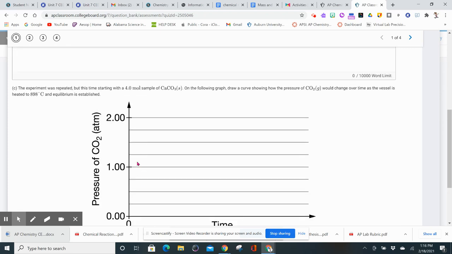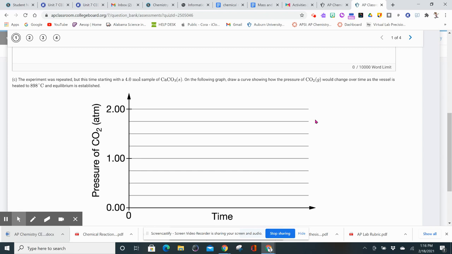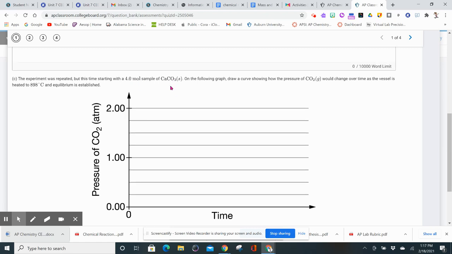So with that one, the experiment was repeated, this time with 4 moles. All right. With this one, what they want you to do is draw how it's going to change over time. If you go back, you've doubled the solid, but you need to remember that your equilibrium constant is dependent upon the pressure of the gas, not the amount of solid that's there. So it's still going to be a line that starts at 0 and goes up and levels off at 1.